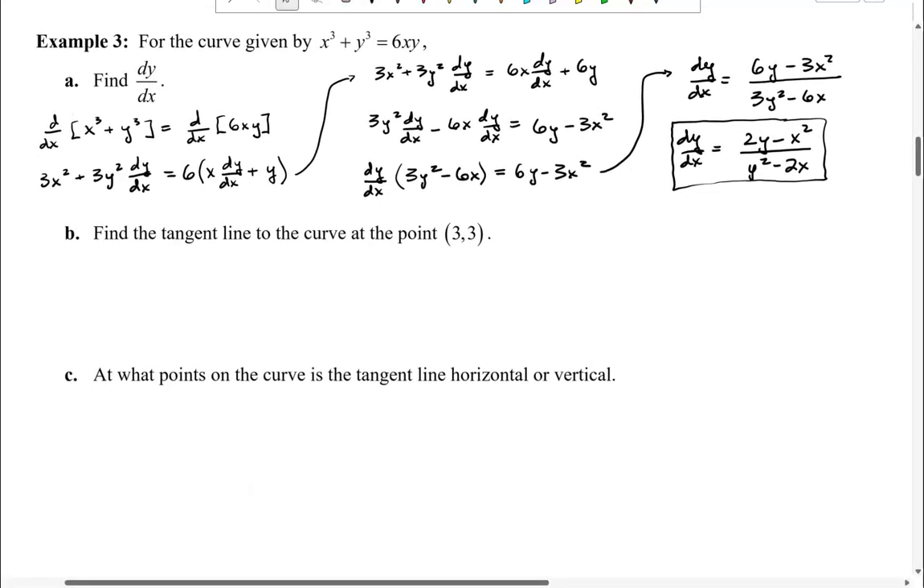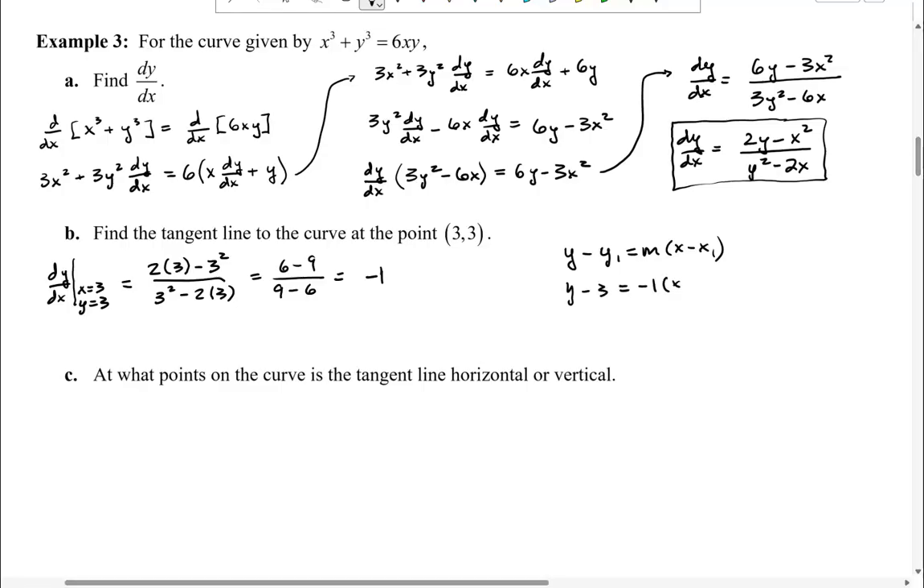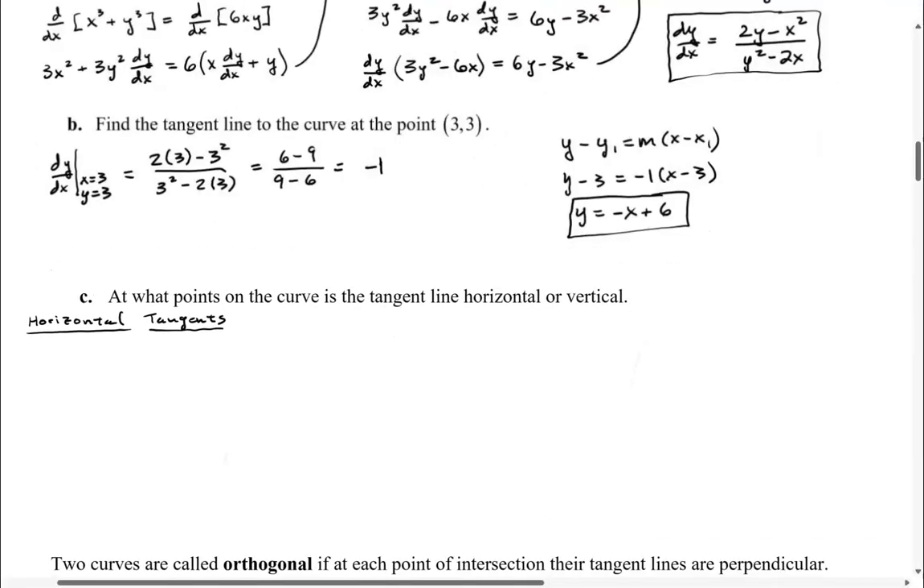Next, we're going to find the tangent line to the curve at the point 3, 3. So that's just a matter of taking dy dx from our previous step and evaluating it at x equals 3 and y equals 3. Then we take this slope and the point 3, 3 and find the equation of the tangent line. Part C, at what points on the curve is the tangent line horizontal or vertical? Let's start with the horizontal tangents. The tangent lines are going to be horizontal when the derivative is equal to 0.